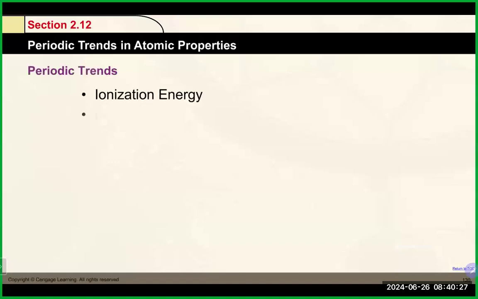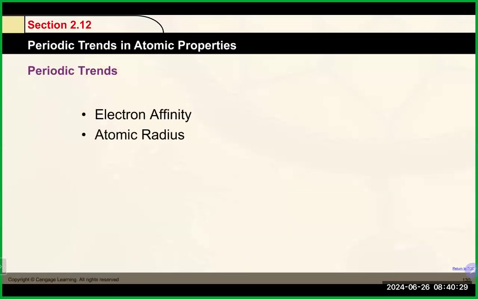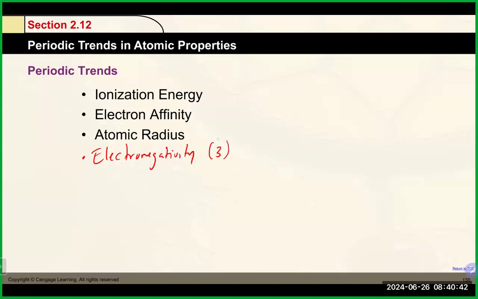All right, so we're going to finish up talking about some periodic trends, and I'm going to add a couple of things to this one. We're also going to talk a little bit about electronegativity, which will be the only thing from chapter 3 that you will need to know for the first exam. We'll also talk about effective nuclear charge, which is sometimes referred to as Z effective.